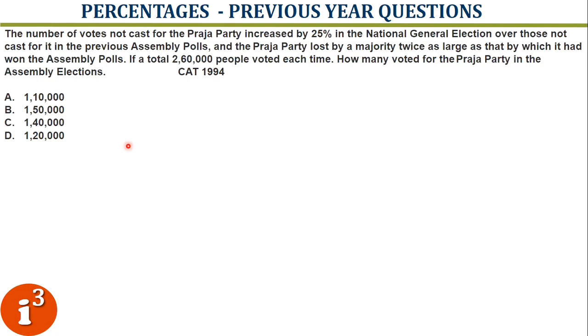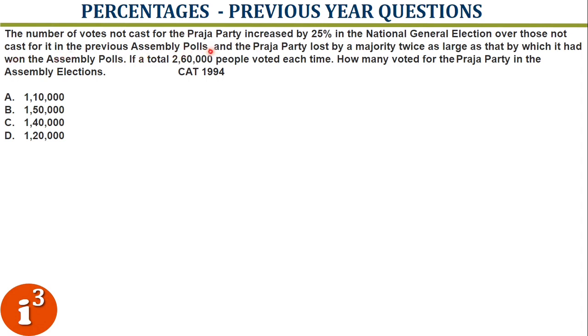This is a CAT 1994 problem. The number of votes. Oh, again votes. Back then, question setters were more interested in votes, I guess. So the number of votes not cast for the Praja Party increased by 25% in the national general election over those not cast for it in the previous assembly polls.